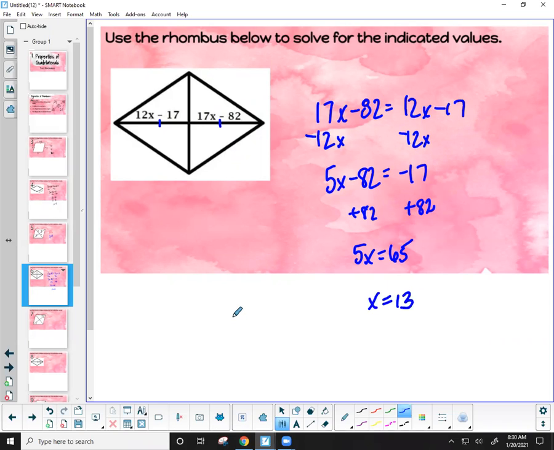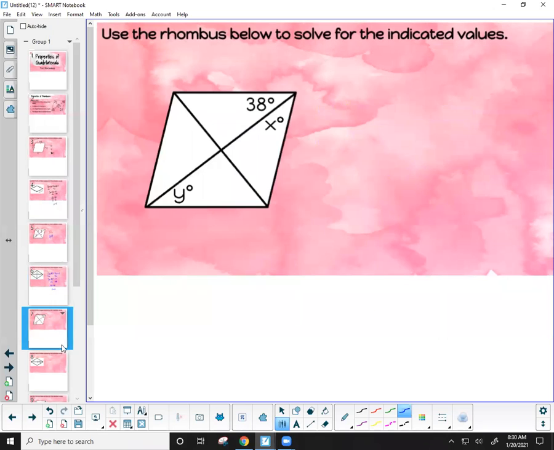All right, so we've talked about side lengths, we've talked about diagonals bisecting each other, so let's talk about angles now. Remember how we talked about if we know one angle, we can figure out everything else. Keep in mind that my diagonals bisect the angles. All four of these angles are going to be congruent. So this is 38, y has to be 38, this angle has to be 38. And just as a reminder, remember this is 90 degrees.